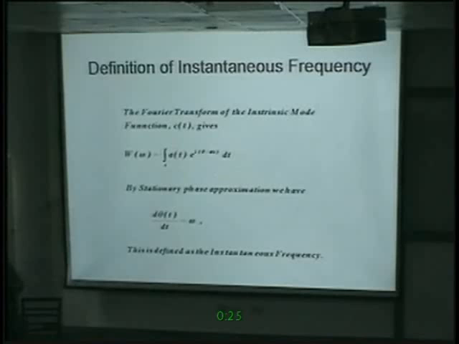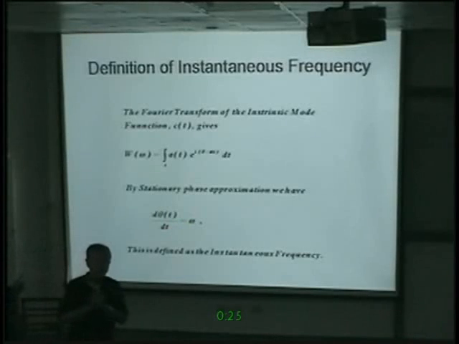I don't care what the spectrum looks like. I only ask a question: what is the major contribution to this W(ω)? And that can be obtained by the method called the stationary phase. The maximum contribution that you have to this value is when the phase becomes stationary. You take a derivative of the phase, set that equal to 0, so dθ/dt equals ω. This, in other words, defines dθ/dt as ω. Mathematically, it is the stationary phase approximation. And physically, it's the classical wave definition.